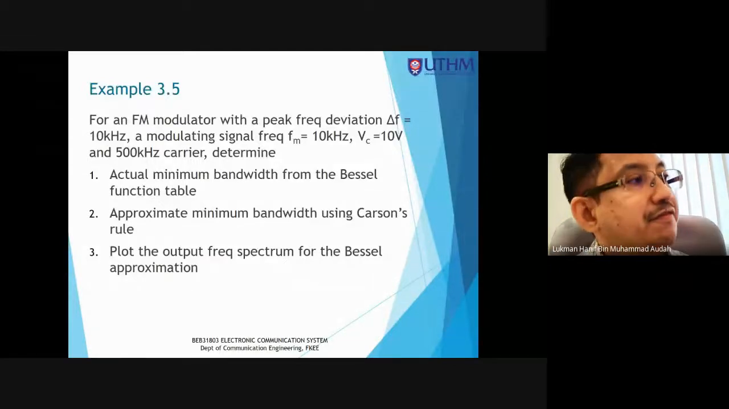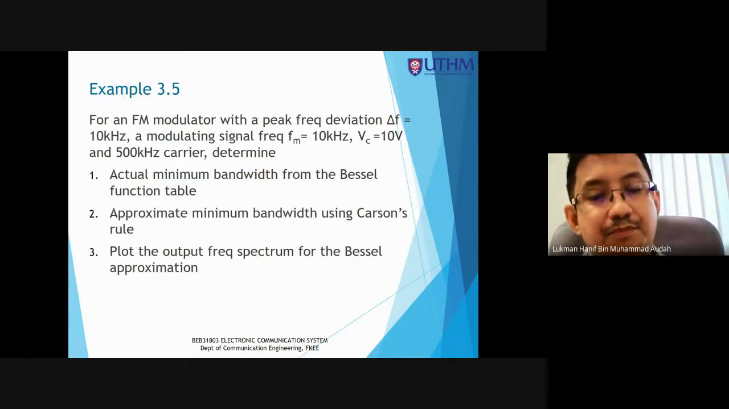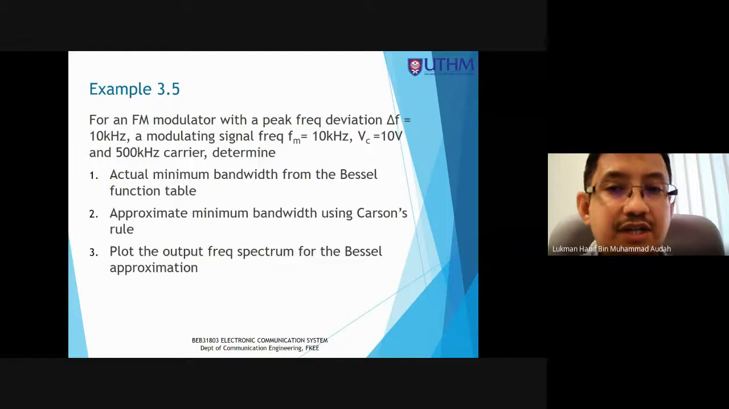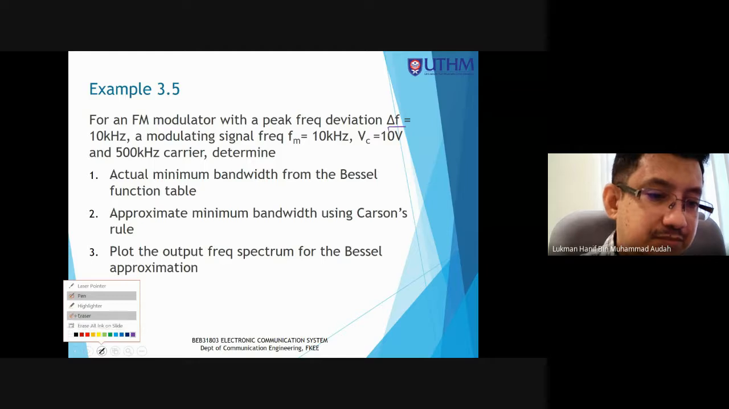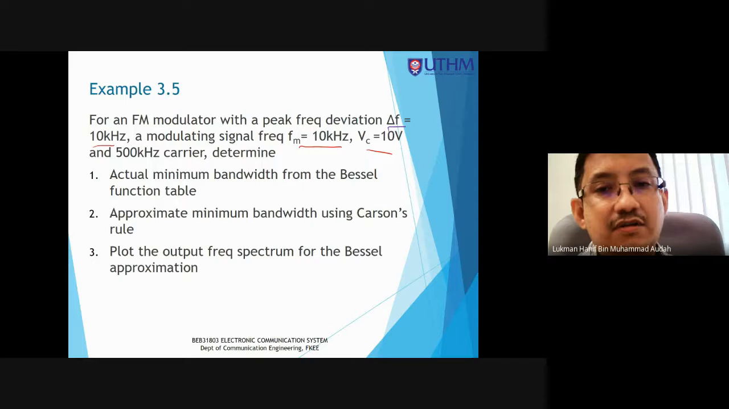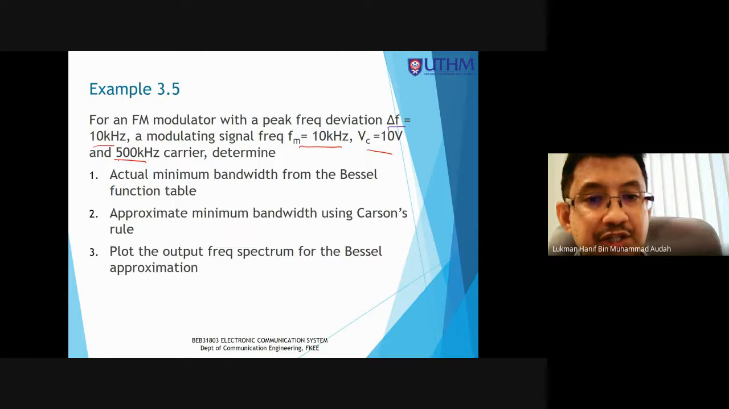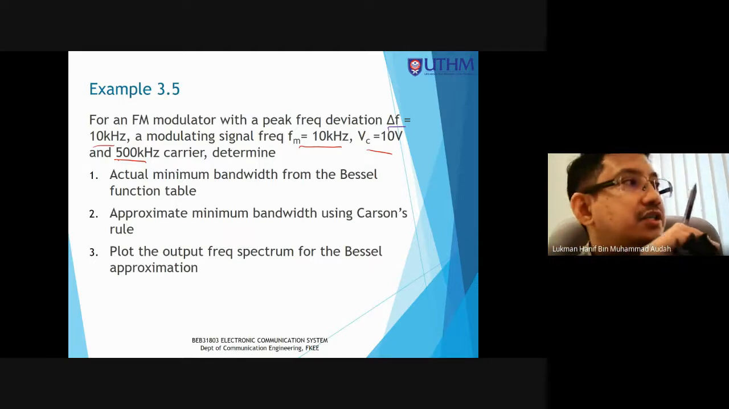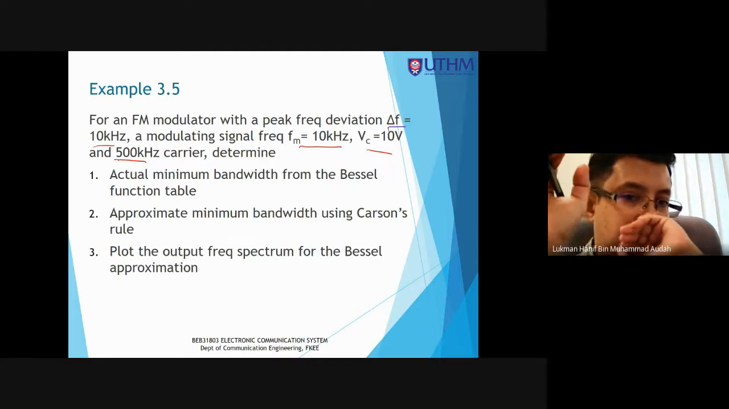Example 3.5. Okay, example 3.5. For an FM modulator with a peak frequency deviation delta F equal to 10 kilohertz. Okay, delta F 10 kilohertz. Modulating signal frequency FM 10 kilohertz. VC 10 volt, carrier 500 kilohertz. Determine the actual minimum bandwidth from the Bessel table.